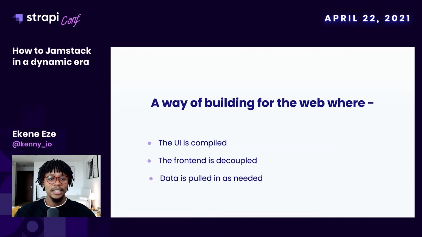JAMstack is a way of thinking about how to build the web, where the UI is compiled, the front end is decoupled from every other service, and the data is pulled in as it is needed, right? Personally, I like to think of it as a way of building an app or a site where my UI is kept separate from other parts of the application. So I have a data source somewhere, like in Strapi, that I can get more data from whenever I need to. And seeing how that can still be a little bit unclear to others, we've come up with some guiding principles that help us and also help you understand the architecture of a JAMstack site.